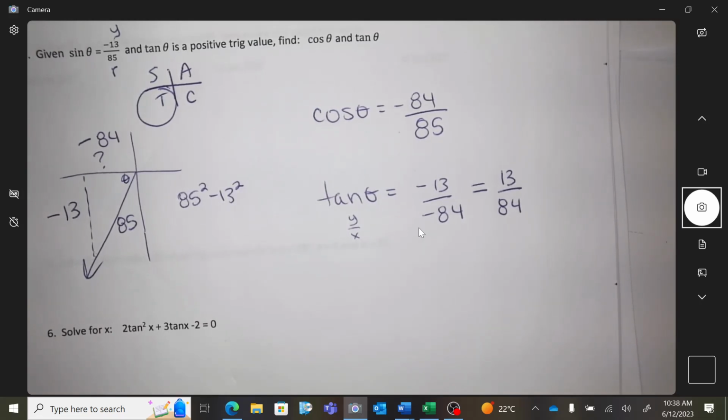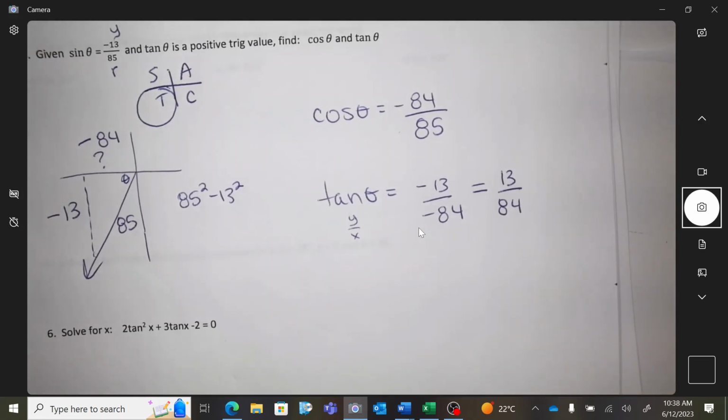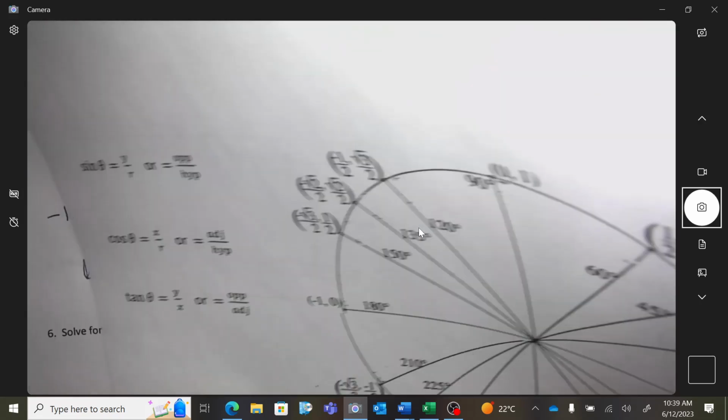So yeah, there's one on the test figuring this stuff out. So make sure you do your process of what quadrant am I in? Pythagorean theorem. Okay, get your ratios in the right order.